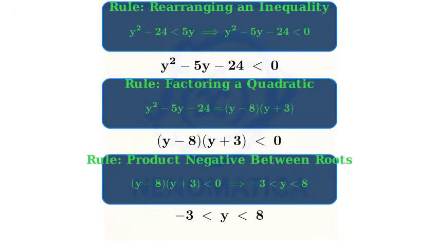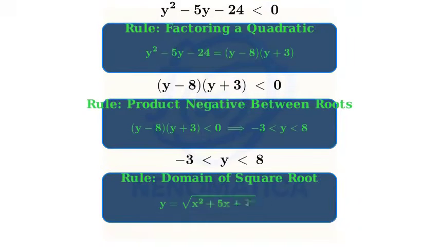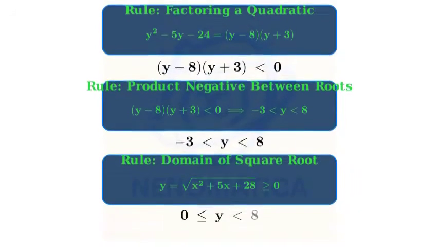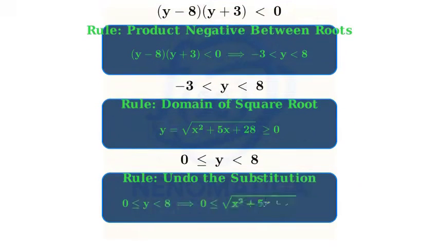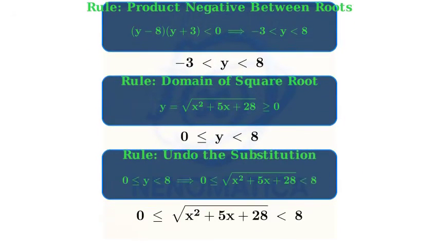Step 6. Account for the domain of the square root. Because y equals the square root expression, it must be non-negative. Therefore, y is at least 0. Combining with the previous interval, we get 0 less than or equal to y, and y is less than 8. Step 7. Substitute back for y. That gives 0 less than or equal to the square root of x squared plus 5x plus 28, which is less than 8.